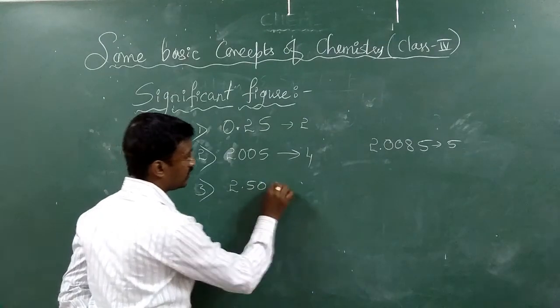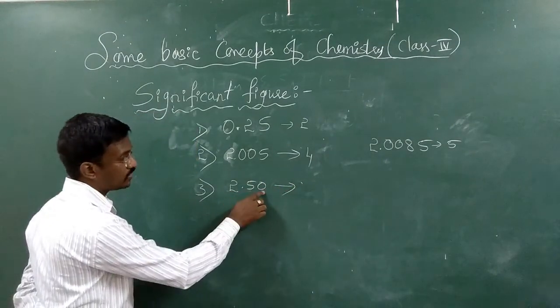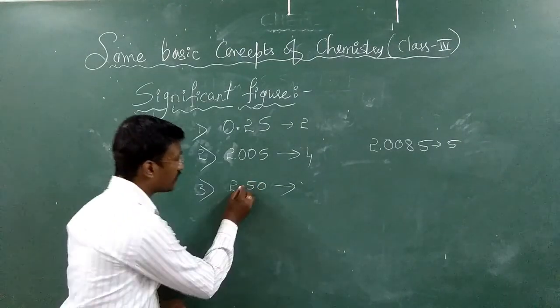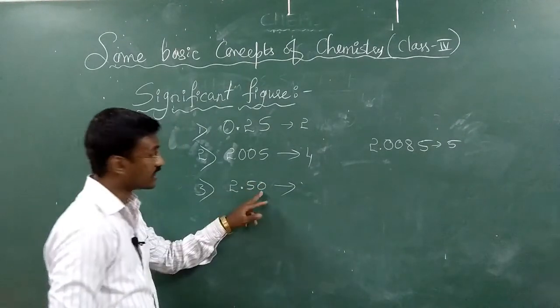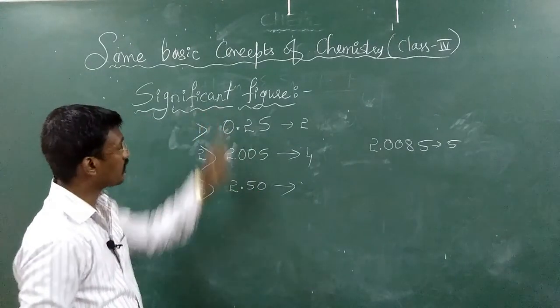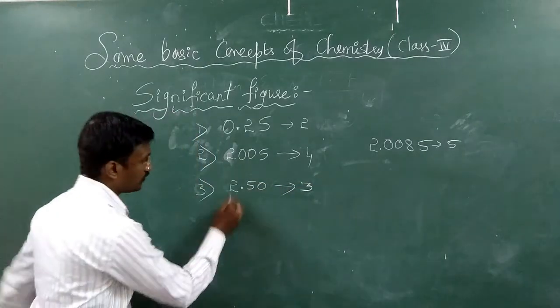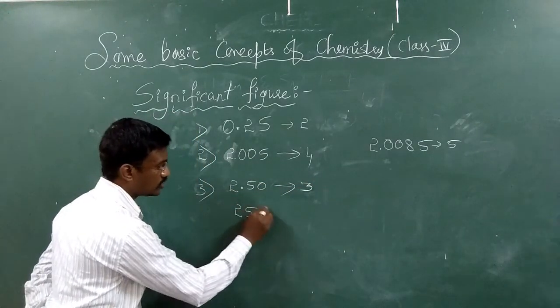2.50. The significant figures of this one are 1, 2, 3. Here the 0 is there, but since the 0 is after the decimal point, we are considering it. The significant figures of this number are 1, 2, 3. If you just look at the value, it is 250.